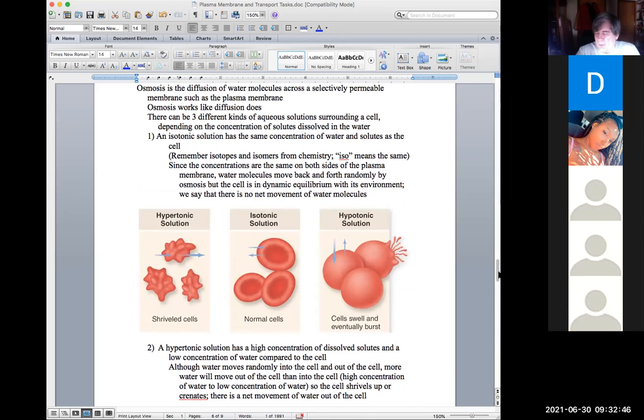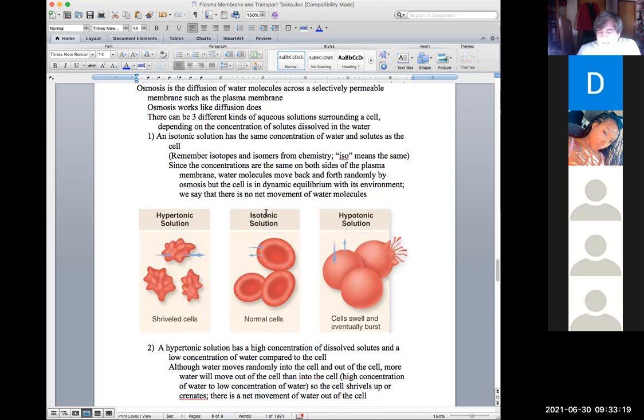Diffusion is a physical process, so it doesn't need a living cell, and it's passive. A cell doesn't have to use any energy. Now, diffusion still happens across a plasma membrane, even though it doesn't need a living cell. And osmosis can happen across a plasma membrane as well. So let's look at three different situations. The cells that we're looking at here represent red blood cells in your bloodstream.